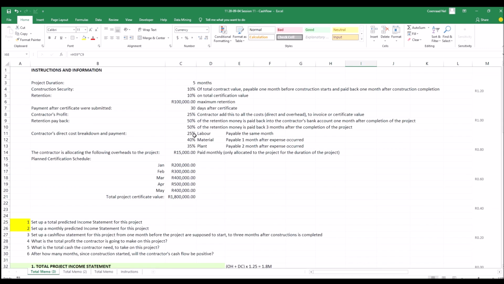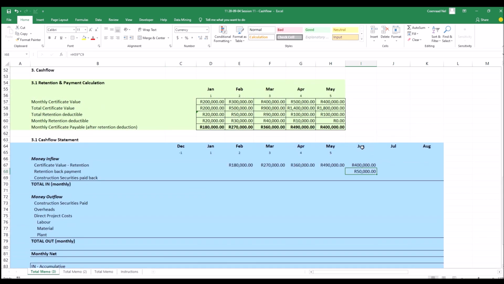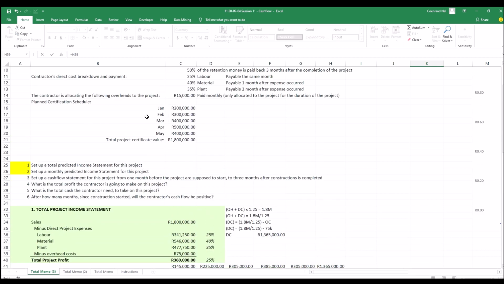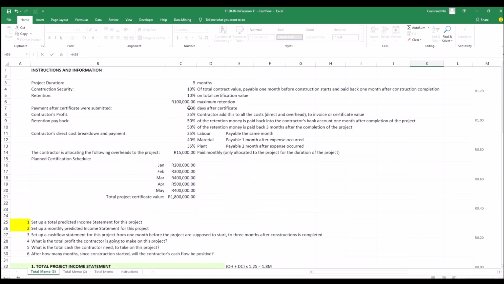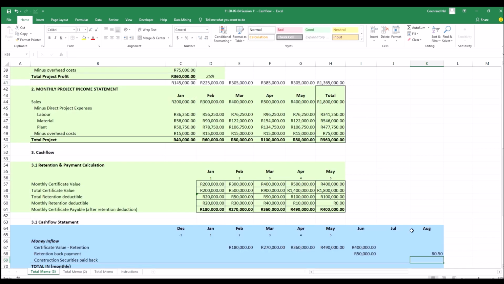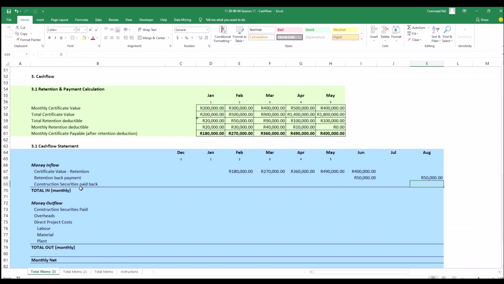Then they say you're going to get another 50% back 3 months after the completion. So that would be 3 months after May: 1, 2, 3. At the end of August, you're going to get the last bit of your retention money back. That is multiplied by 50%, multiplied by my total retention. There we go. Good.